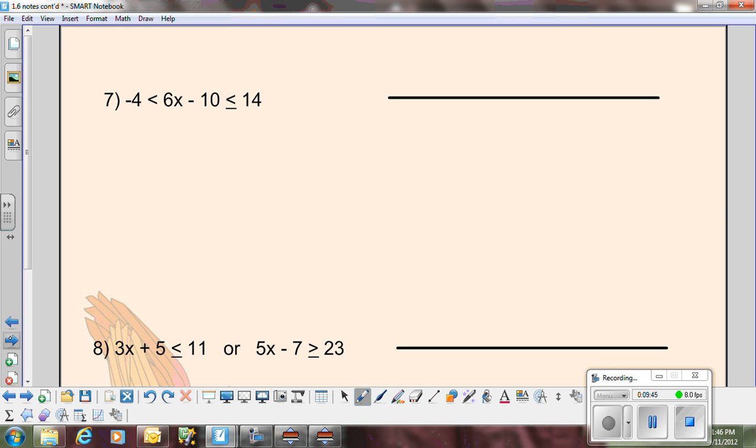When you solve one of these, what you do is you look at the middle part, and I want to get x by itself in the middle. So I'm going to say plus 10, but when I do that, I also have to do it over here. So when you have one of these, there's going to be 3 of whatever it is you do. So negative 4 plus 10 is 6. 6x, those go to 0. 14 plus 10 is 24.